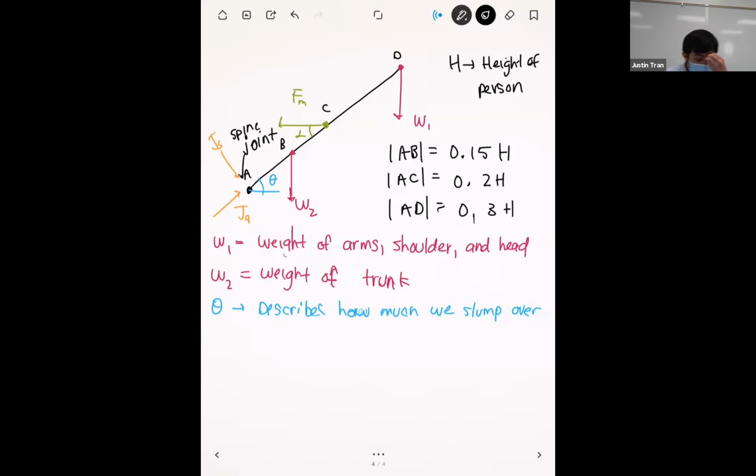These measurements are based on anthropomorphic data, and this is the average length of a person's spine. If you want to do this analysis with your own height or the height of someone you know, you can just plug their values in for H. All right, and so I think that's everything. Just like we usually do in these problems, we have three unknowns, so we're going to input our three equations for static equilibrium, and we're going to solve for the muscle force and the joint reaction forces.